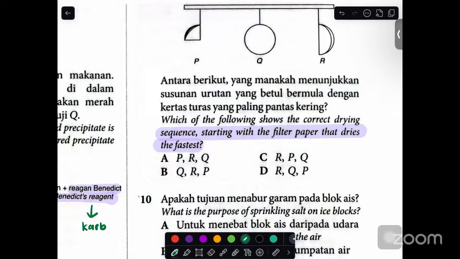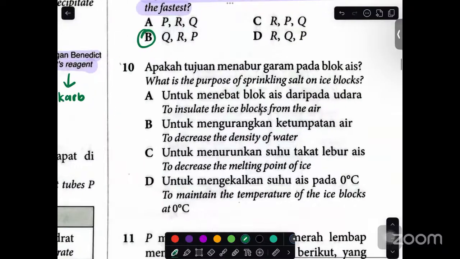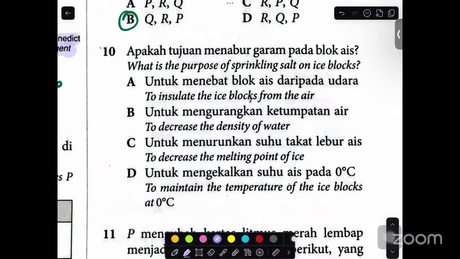Okay, of course, the paling cepat is this one, right? Q kan? So this is nombor 1. Nombor 2, and this is the third one. Okay, jawapannya adalah B. Okay, alright. Nah, this one. Apakah tujuan menabur garam pada blok ais? Menabur garam pada blok ais. Sprinkling salt on ice block.